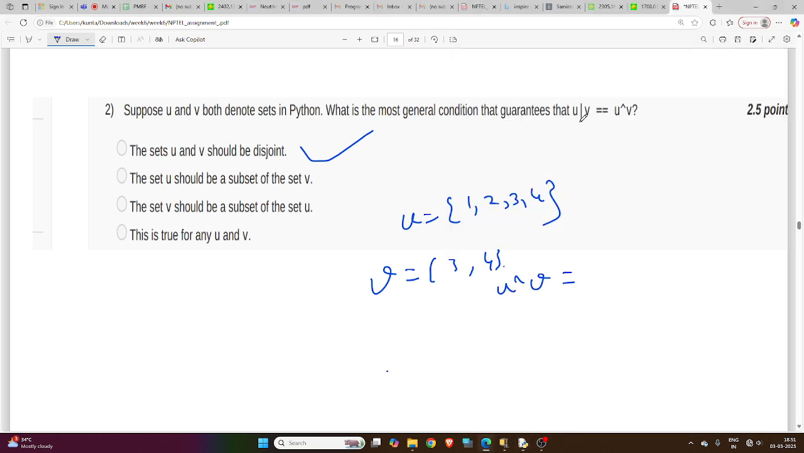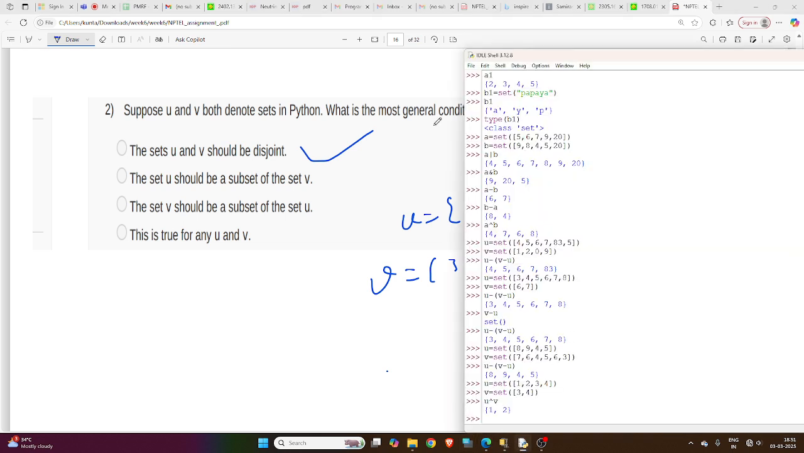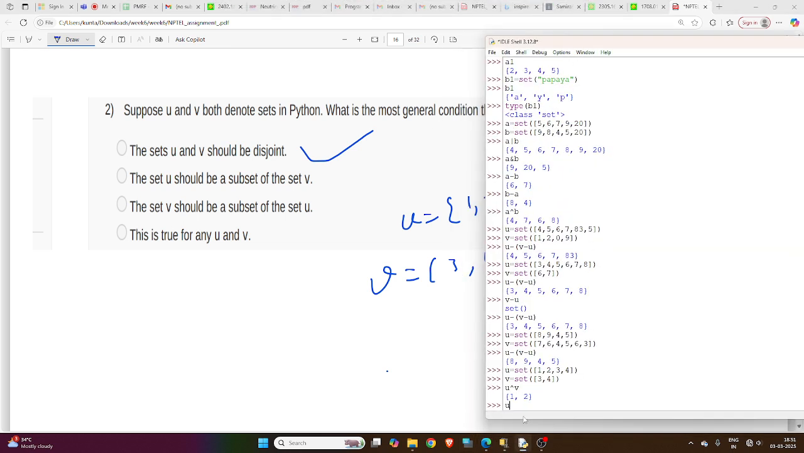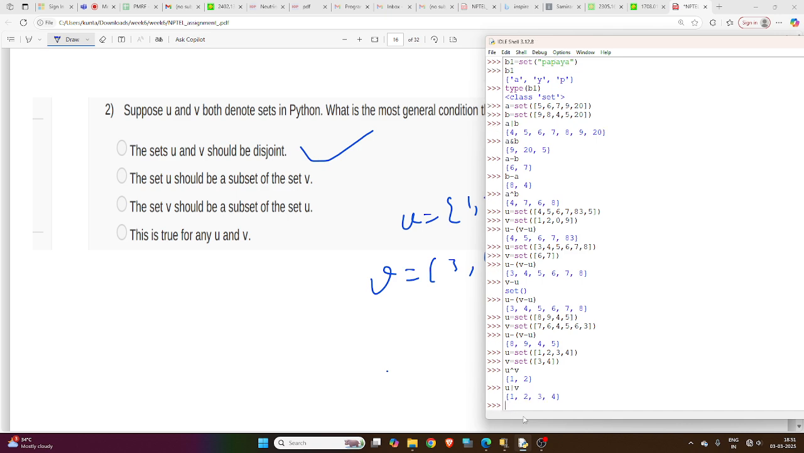Now you can see here, this is the union. Union means all the terms, including the common ones as well. So u union v is giving us 1, 2, 3, 4. So these two will not be the same. Now coming to subset: v is also a subset of u, because v has the terms 3 and 4. So this is also wrong, because the same option is given, which shows that u ^ v is not equal to u union v.